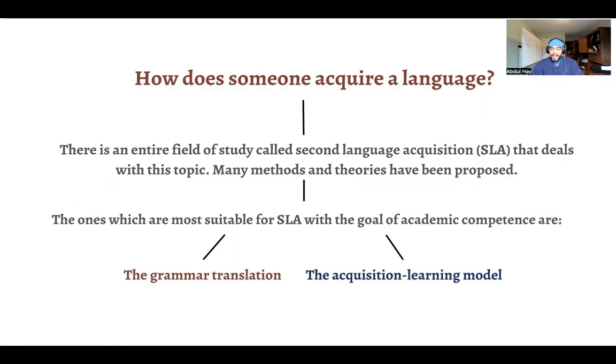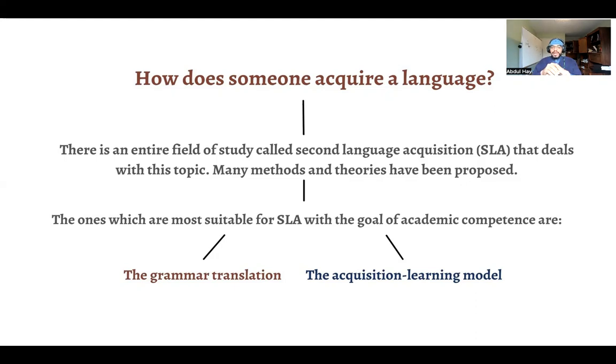This is not an easy answer. Why? Because there's an entire field of study called second language acquisition, SLA, that deals with this topic. There's an entire field of study that you can have a PhD in, which is part of applied linguistics, which deals just with this topic. What are the best methods? What are the best approaches to teach and for someone to learn a language? There are many methods and theories that have been proposed and developed.